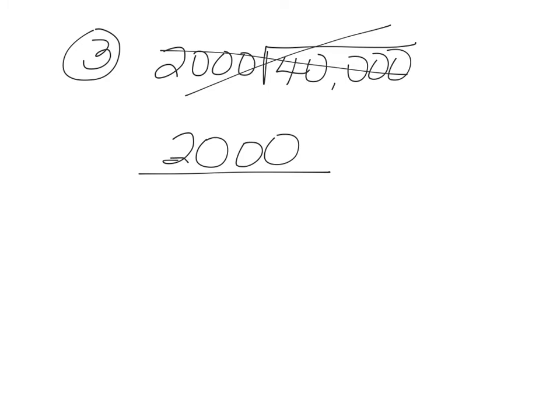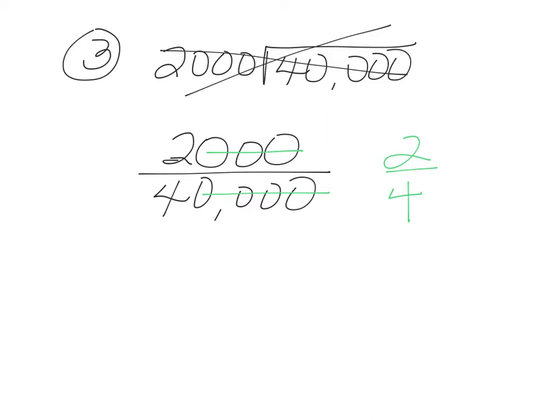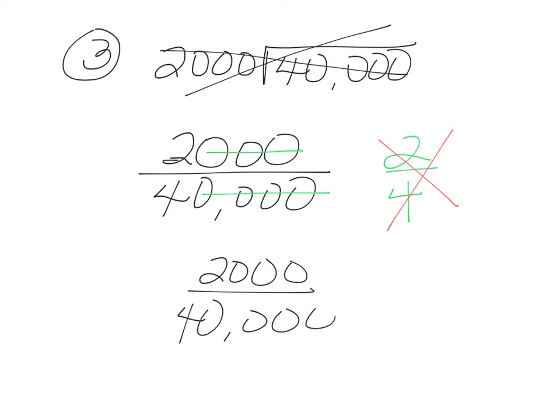So it says 2,000 divided by 40,000. One of the tricks that is taught is that you can remove the same number of zeros on the top and the bottom. I can't remove all the zeros. If I removed all the zeros, it would be wrong. If I just did this and this and got 2 divided by 4, that is wrong. So I'm going to make sure that I do the same number on the top and the bottom. The max I can do is 3 here and then 3 here.